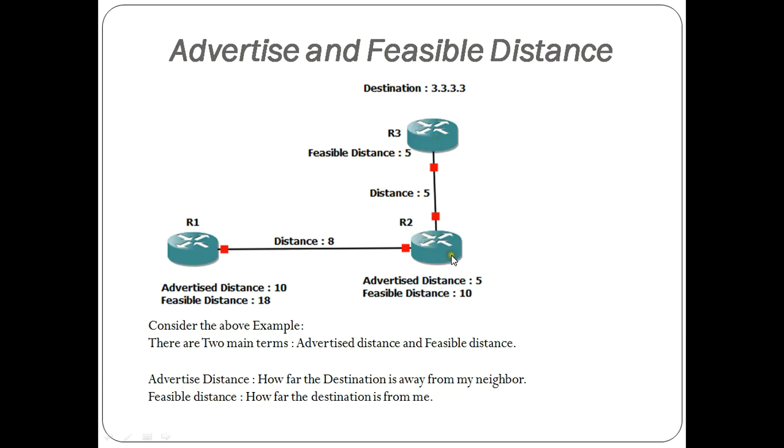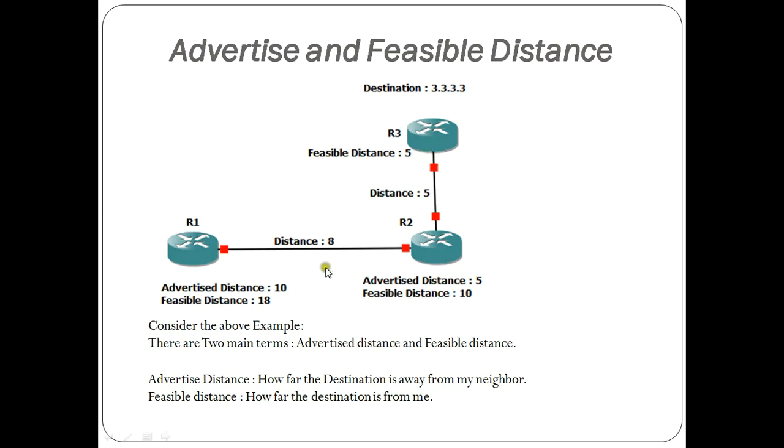Next, if you look at this router, a feasible distance of 10 shows that it has to reach a distance of 10 to reach a destination. The advertised distance of 5 means how far the destination is from my neighbor. That's what it says. So R3's feasible distance of 5 will be moved to the advertised distance of 5 for R2.